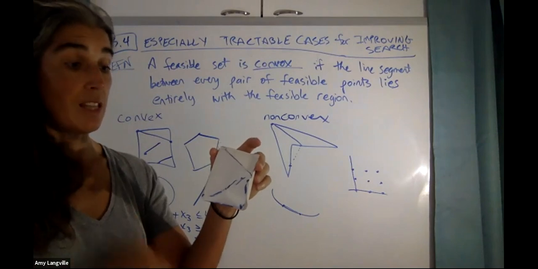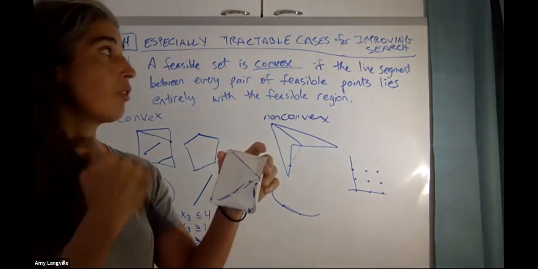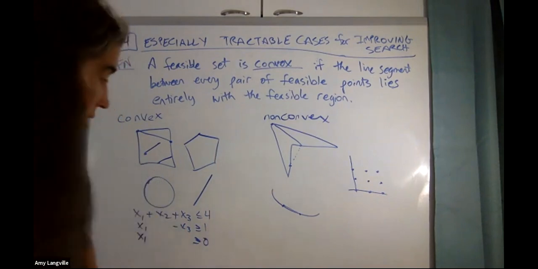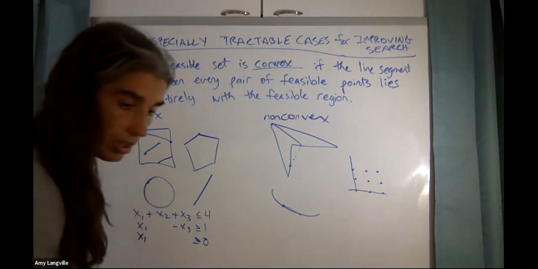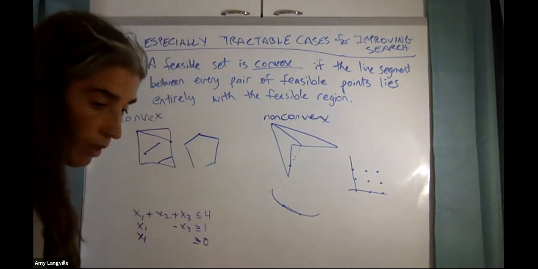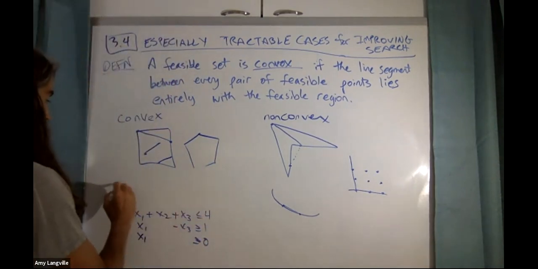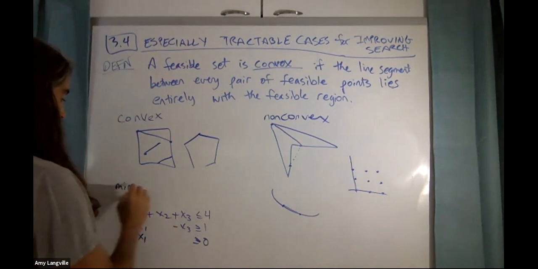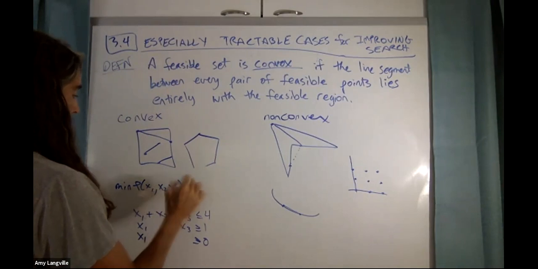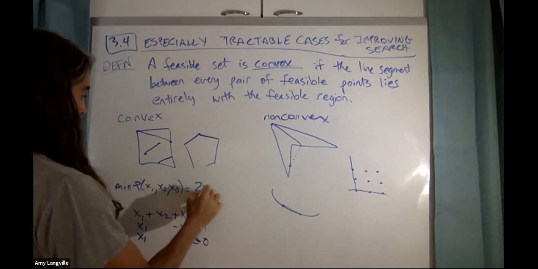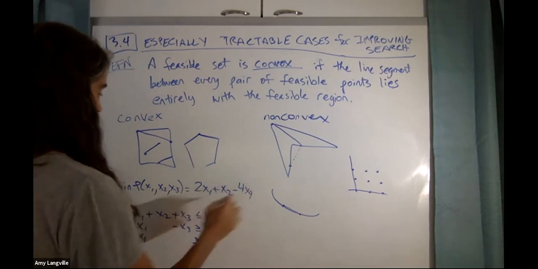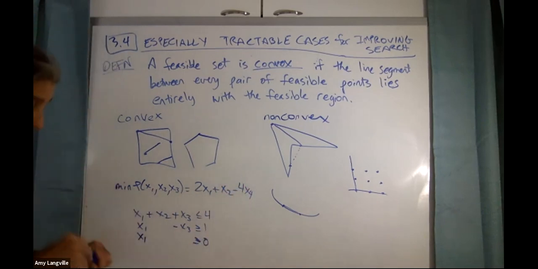So that's the feasible region, and then if we add on top, the other good condition is if we have a linear objective function. So if there are 3 variables, let's say we had an objective function like minimize a function of x1, x2, x3, which is 2x1 plus x2 minus 4x1, right? So linear, good news, linear program.